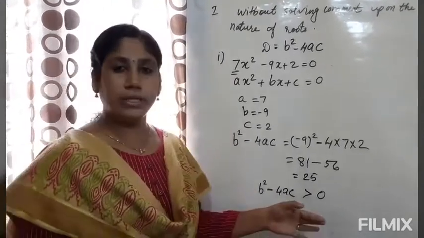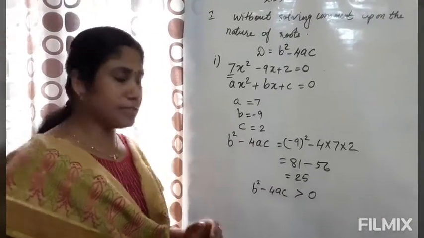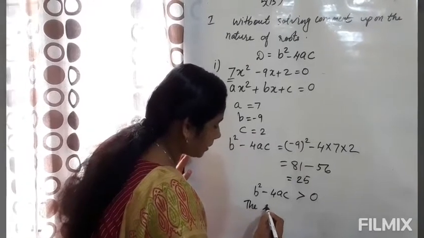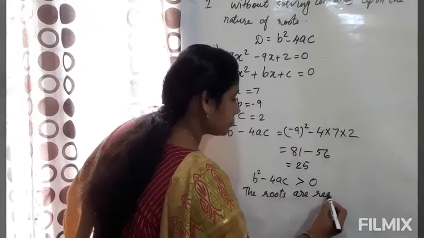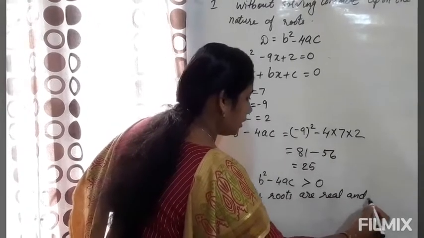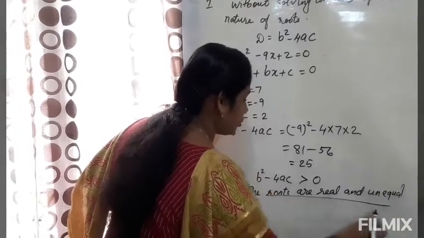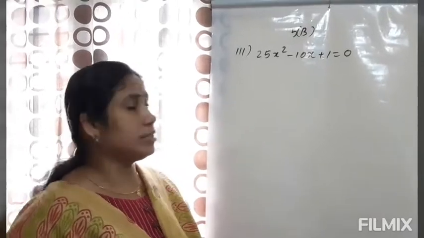So can you say what is the nature of root? If b square minus 4ac is greater than 0, the roots are real and unequal. The roots are real and unequal. This is the nature of roots. Okay.